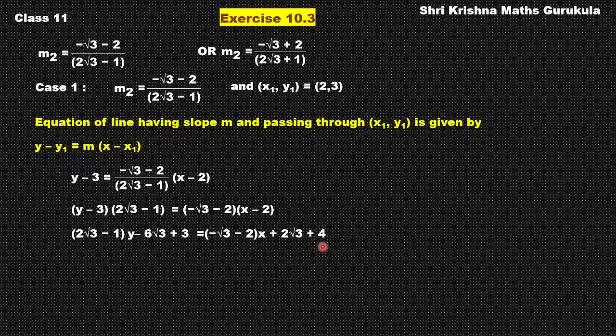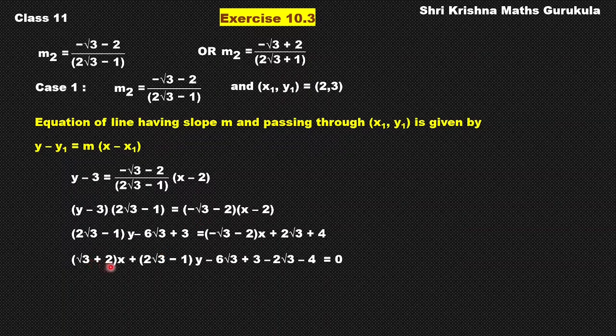Correct? Now, as we know the standard form is ax plus by plus c equal to 0, I will move this x term to LHS, and when we rearrange, I will write it as the first term, then comes y as the second term, then comes this constant. So I will again move this constant also to LHS. So it will be root 3 plus 2 into x. These two are negative. When it comes to LHS, becomes positive. So it is root 3 plus 2 into x plus this term as it is, 2 root 3 minus 1 into y. Now minus 6 root 3.